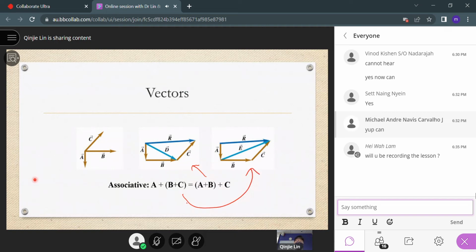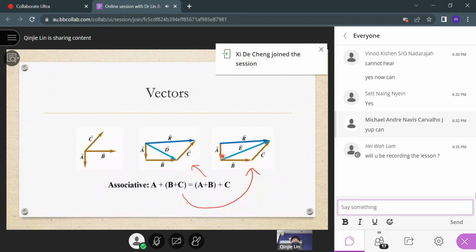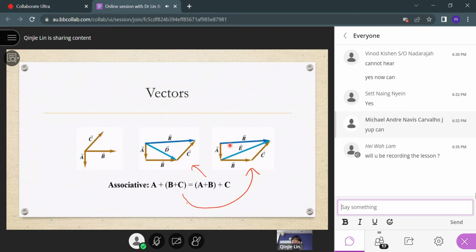If you look at this one first, we do A plus B first. A plus B, you will get this, we label it D. So now it becomes D plus C. You look at D plus C, you should get this as the resultant. If you look at the other side, we do B plus C first. B plus C, you should get a resultant down here, we label it E. So now we need to do A plus E. If you go and do A plus E, you will get a resultant like this. You see this dark blue line, they are the same. So vectors are associative. It's proven in this manner.